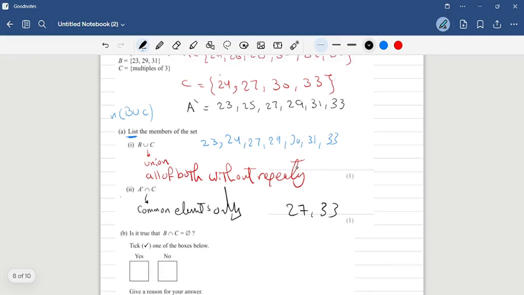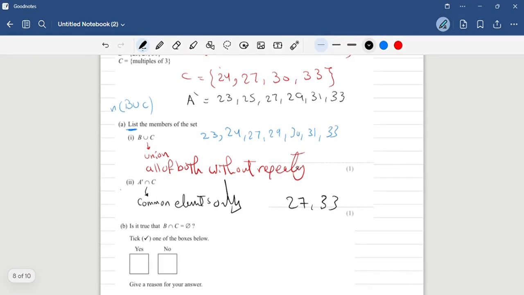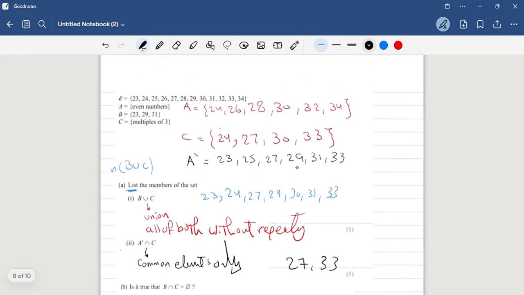Perfect. Now for part B. Is it true that B intersect C is equal to phi? Yes or no? And he said to give a reason. Don't just write yes or no without giving a reason. So let's look at P and C. This is C, it's only the multiples of 3, and P is 23, 29, 31. So, of course, as we can note, there is no intersection between them. So, this is true. What is the reason?